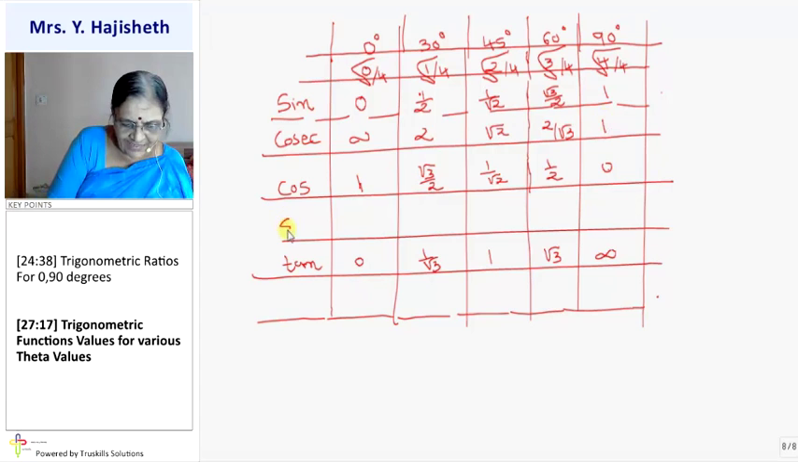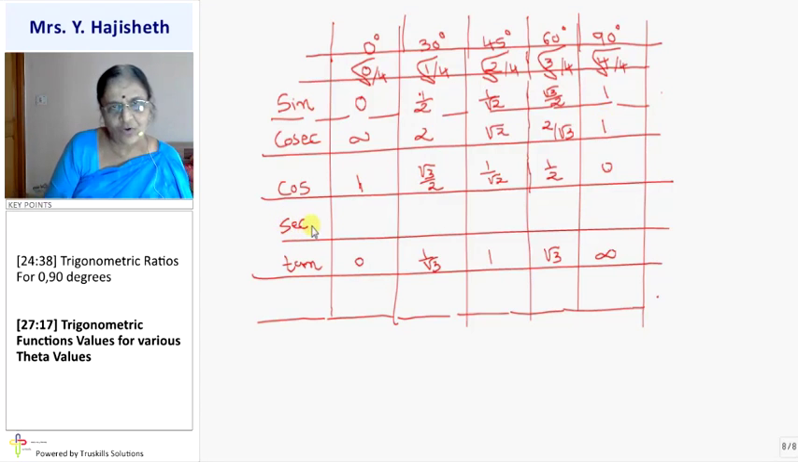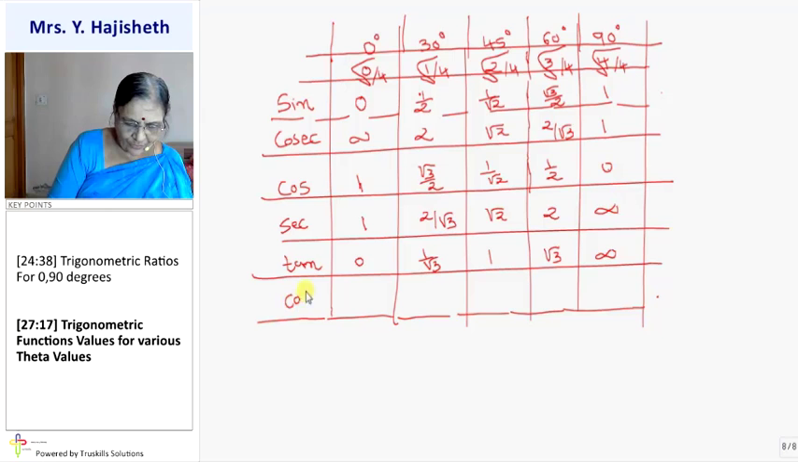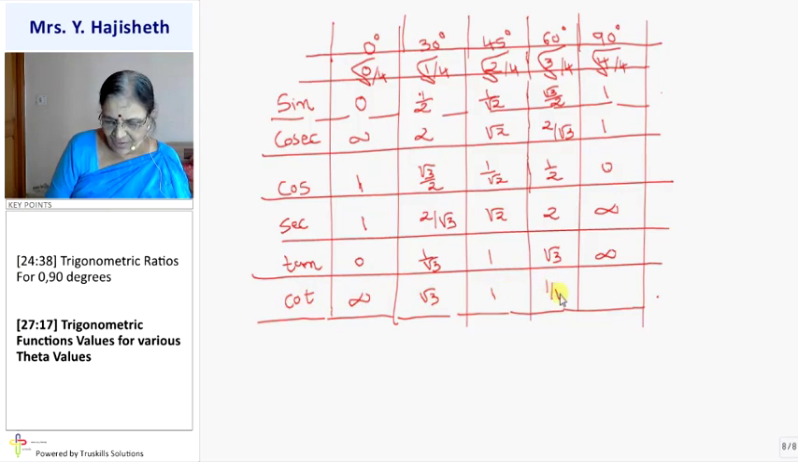Now sec is just the reciprocal of cos. So the reciprocal of 1 is 1. Root 3 by 2 gives 2 by root 3. 1 by root 2 gives root 2. 1 by 2 gives 2, and 0 is not defined. And cot is the reciprocal of tan. So the reciprocal of 0 is infinity. This is root 3. This is 1. This is 1 by root 3, and the reciprocal of infinity is 0.